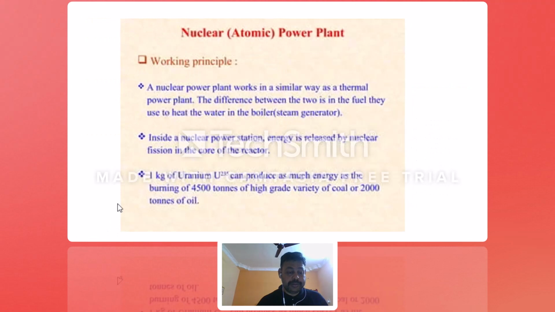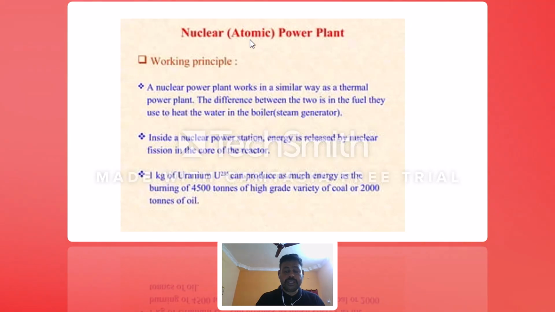So next I am coming to the nuclear power plant. Nuclear power plant is also called an atomic power plant. There is one near Chennai, at Kalpakkam. This atomic power plant is constructed very near to the ocean.